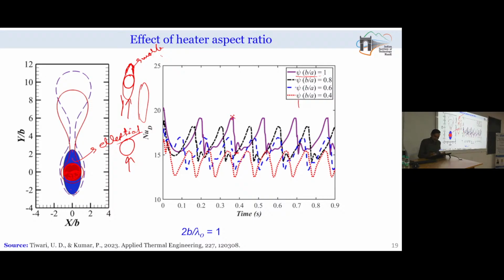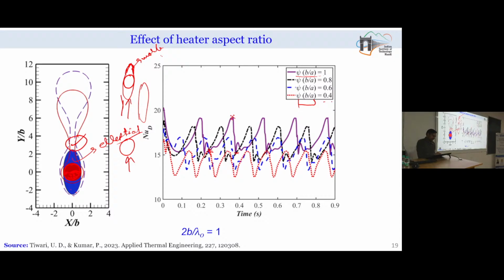And when my aspect ratio is 0.4, it means I am moving more towards the elliptical body. Corresponding to that, there is a decrease in the overall peak of the Nusselt number. What is the reason? If you see a cylindrical body, when the bubble is rising, the neck of the bubble is formed closer to the heater surface.